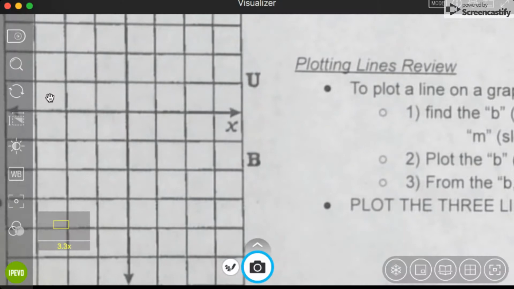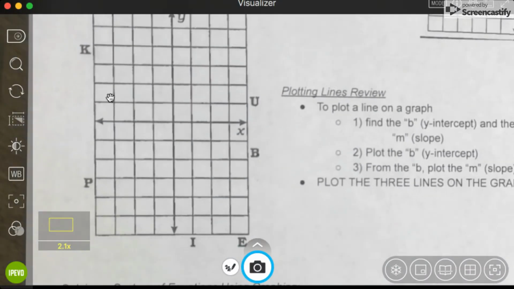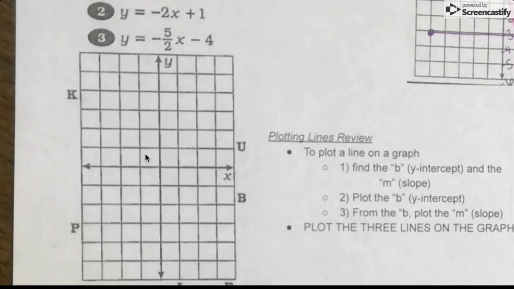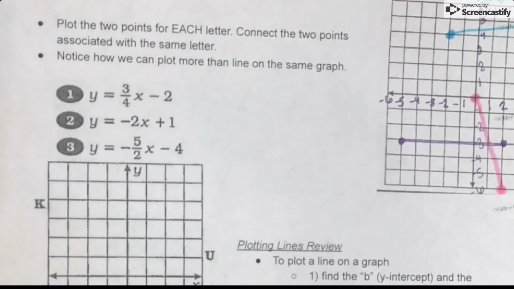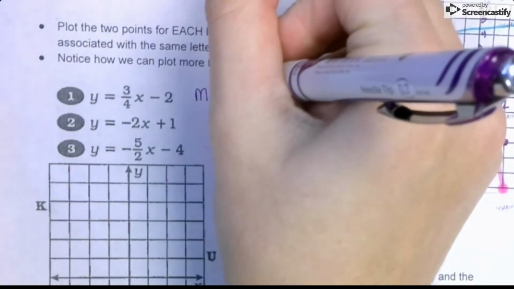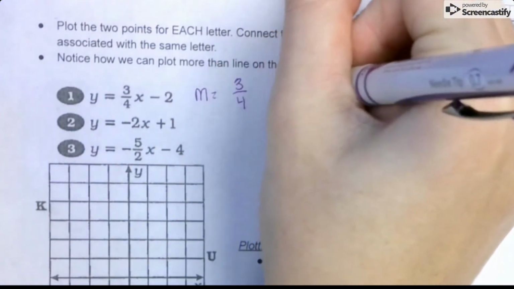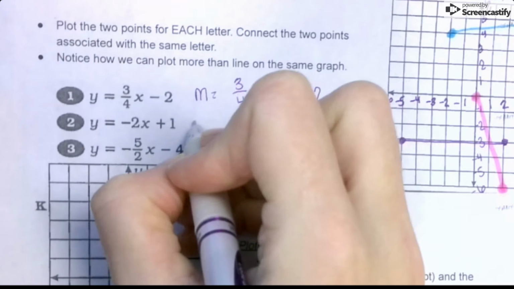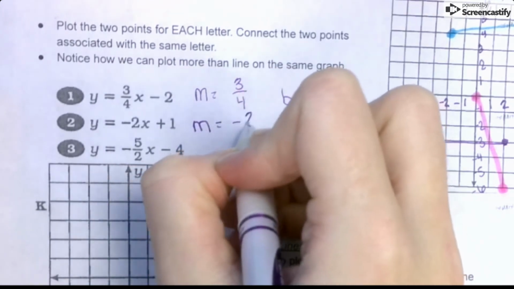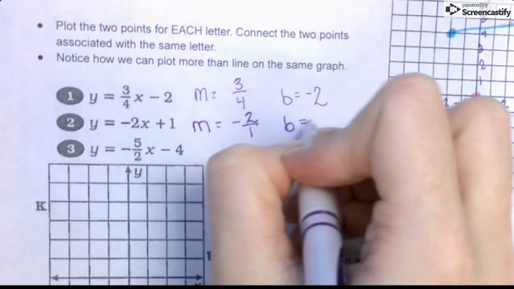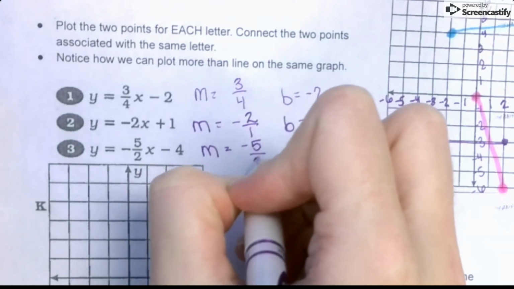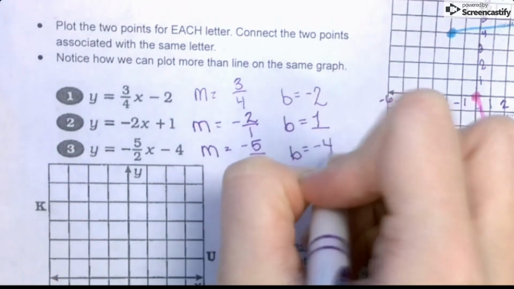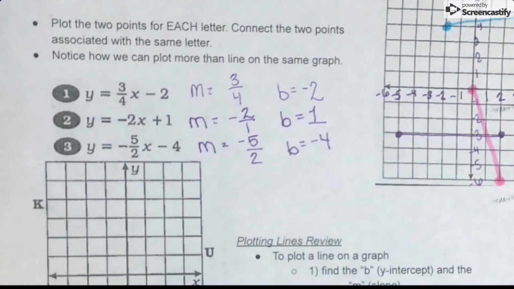So let me zoom this out just a little bit. All right. And let's first look at these and figure out what M and what B is. So M is 3/4. B is -2. M is -2, and I'm going to put it over 1. B is +1. M is -5/2. B is -4. Okay? So we're going to plot these.